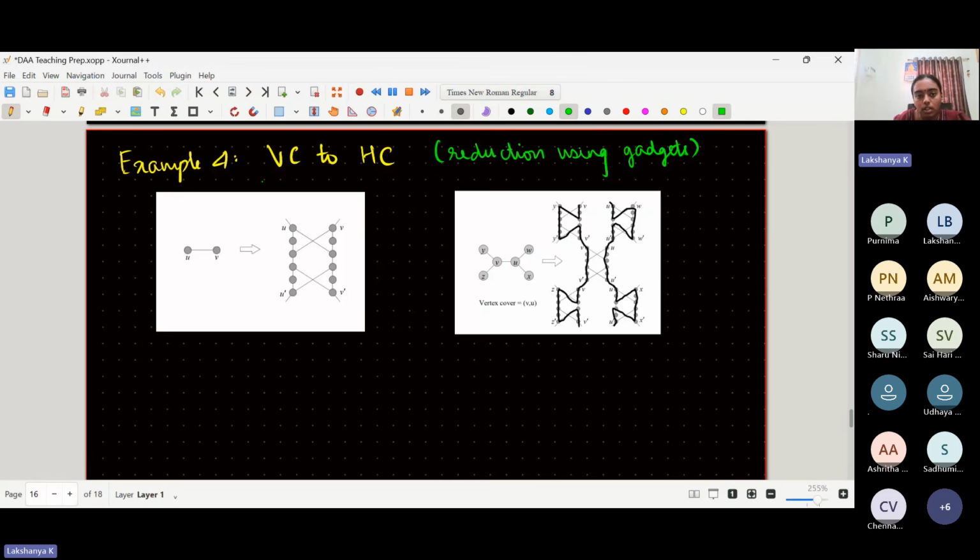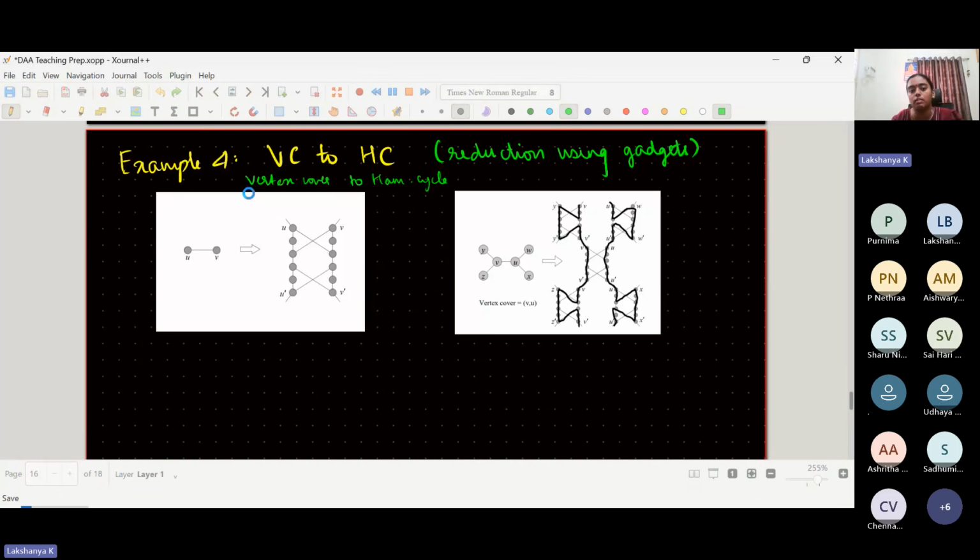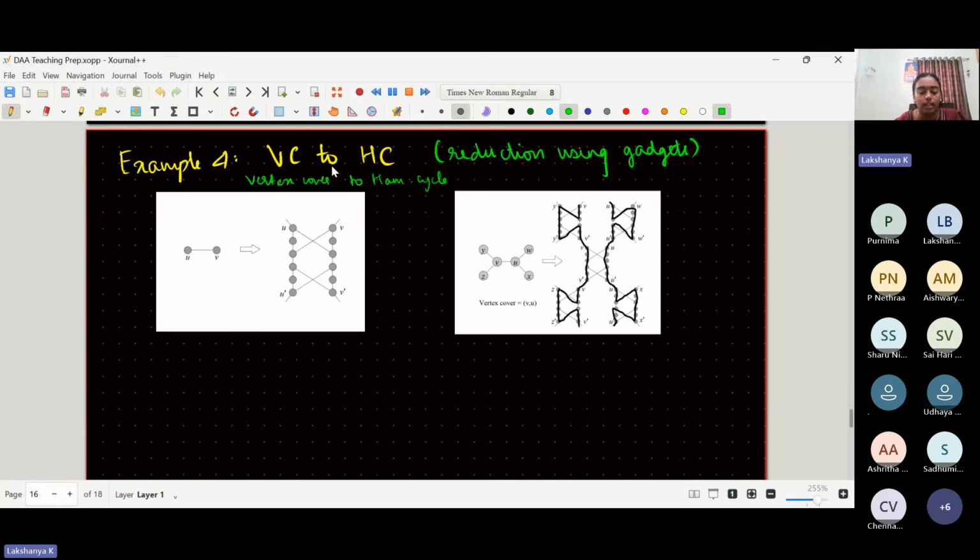So we're going to reduce vertex cover to Hamiltonian cycle. Write that down, I'll forget what I'm talking about. Vertex cover to Hamiltonian cycle. Apparently this reduction cannot be done trivially just by exploiting properties of vertex cover and properties of Hamiltonian cycle. You cannot say, oh, I take the complement of this, I take the transpose of that, I'll get this. It is not possible. So we have to come up with something called a gadget.